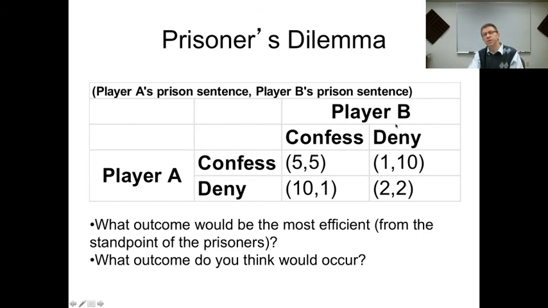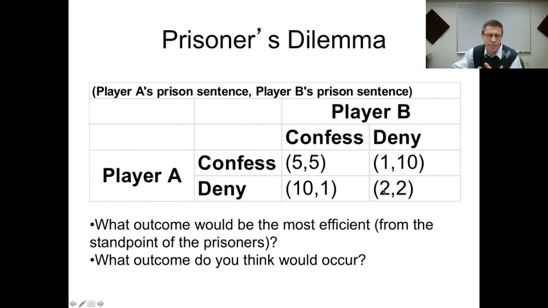Well, what about if player B chooses to deny instead? Then player A has the choice of confessing for 1 year in prison or denying for 2 years in prison. Once again, confessing is the better choice. No matter what player B does here, we actually see player A gets a better payoff, fewer years in prison, by confessing the crime. 5 is lower than the 10, 1 is lower than the 2.